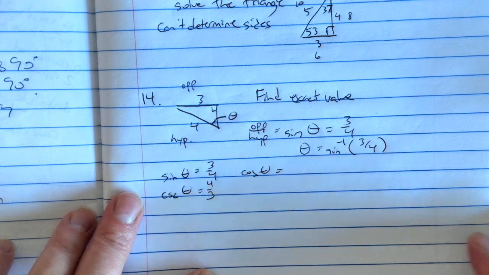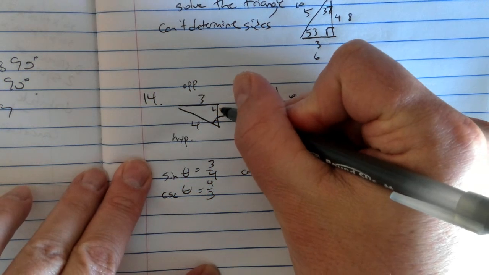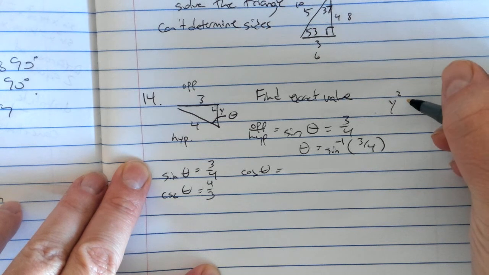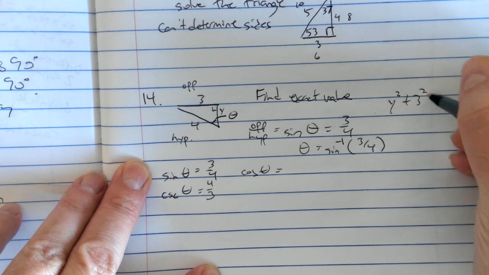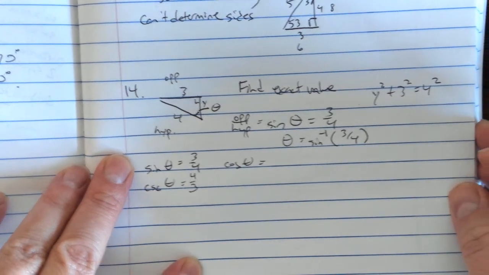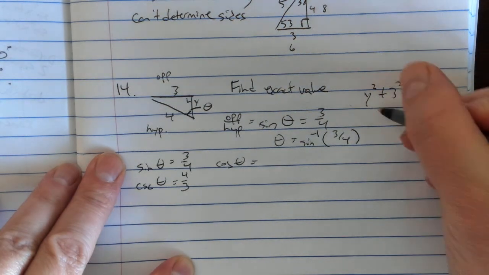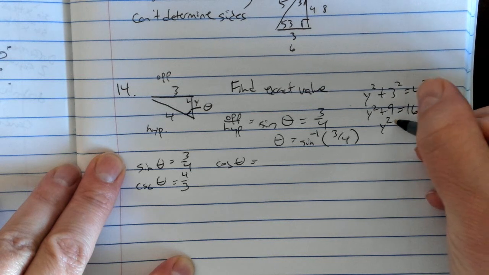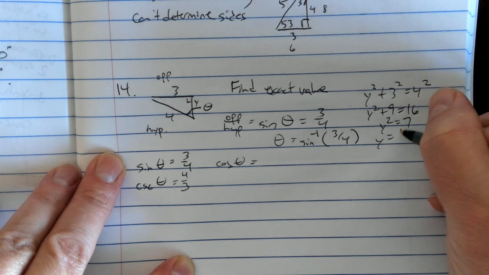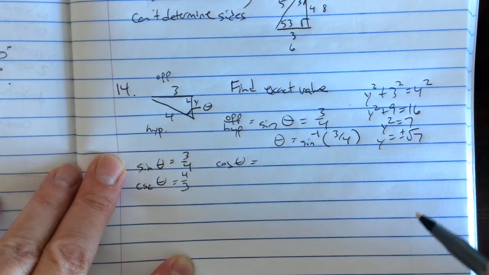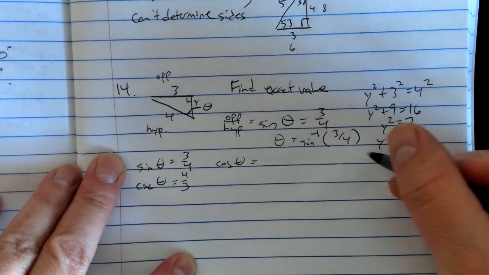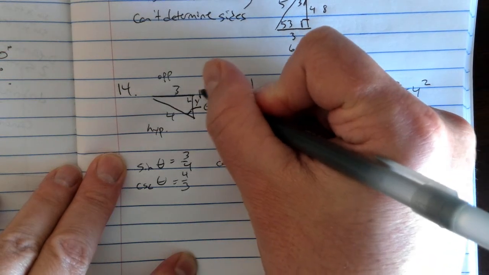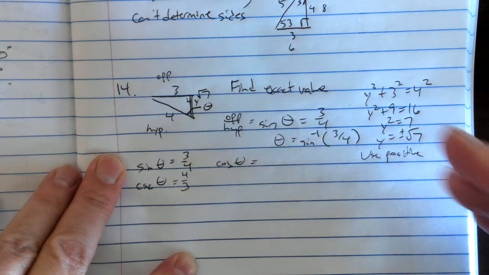So in this one, what I need to do is call this vertical line y and do the Pythagorean theorem. y squared plus 3 squared equal 4 squared. So y squared plus 9 equals 16. y squared is 7. y would be plus and minus square root of 7. And because it's a distance, we need to use the positive. So now we have square root of 7 for this length.